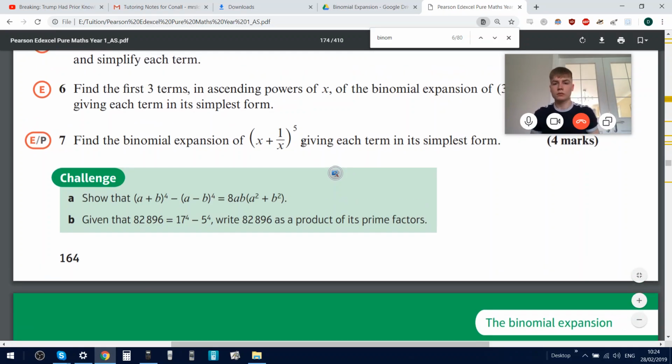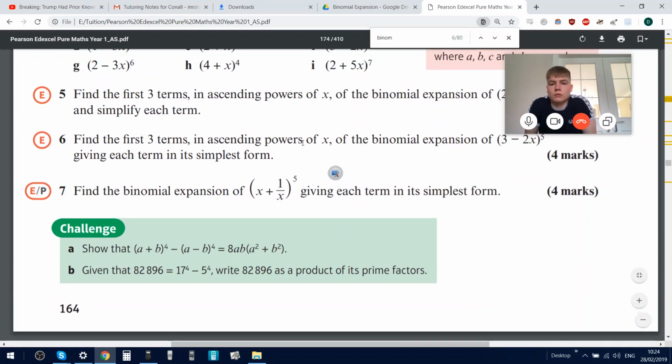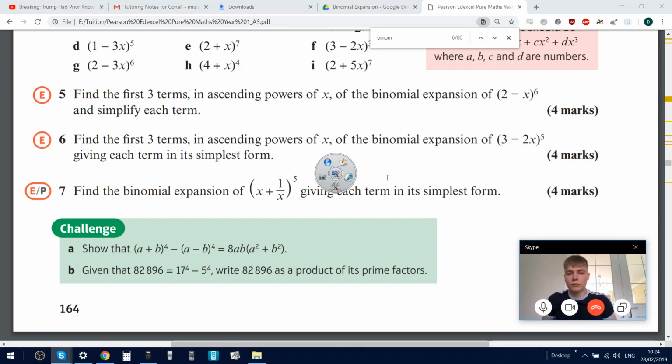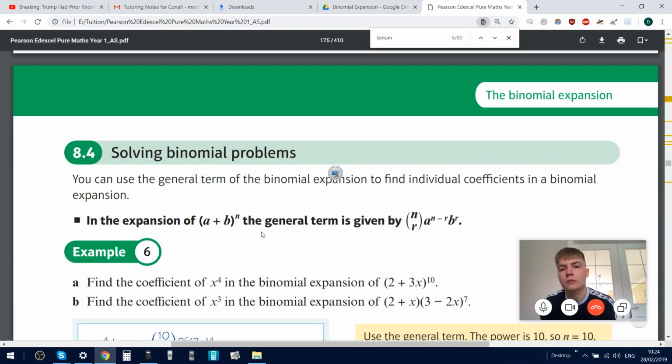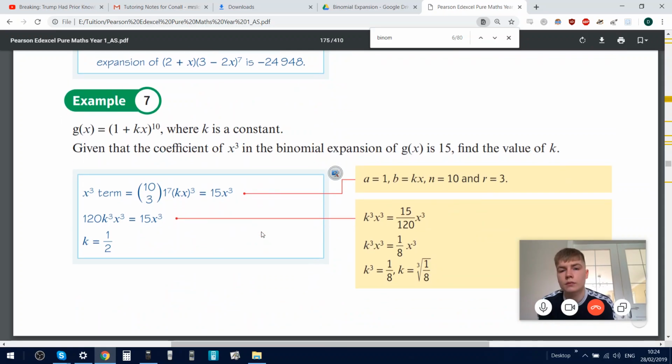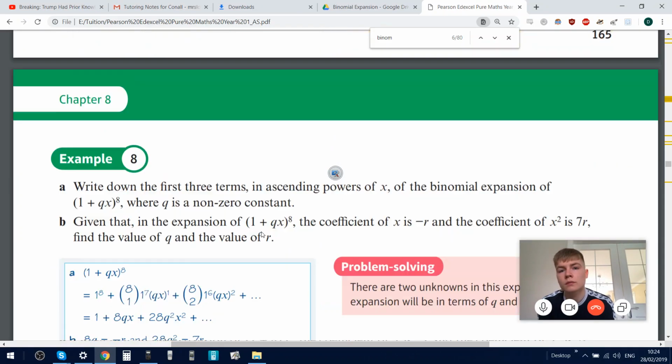So you can see there, exam question 5 is the type we've done a lot of. 6 is the type we've done a lot of, and 7 is the most challenging of that section. Solving binomial problems. Find the coefficient. So we did those.